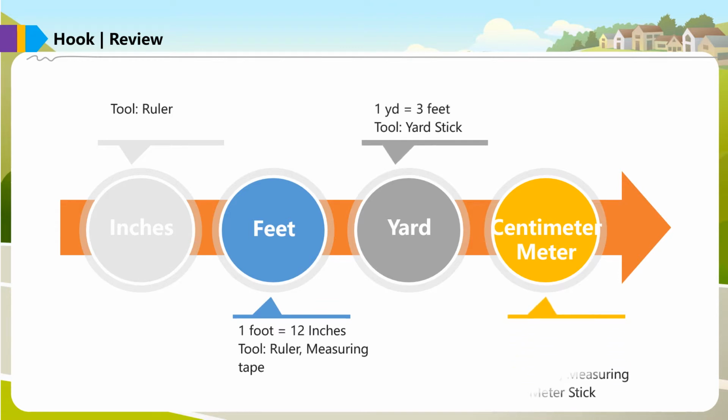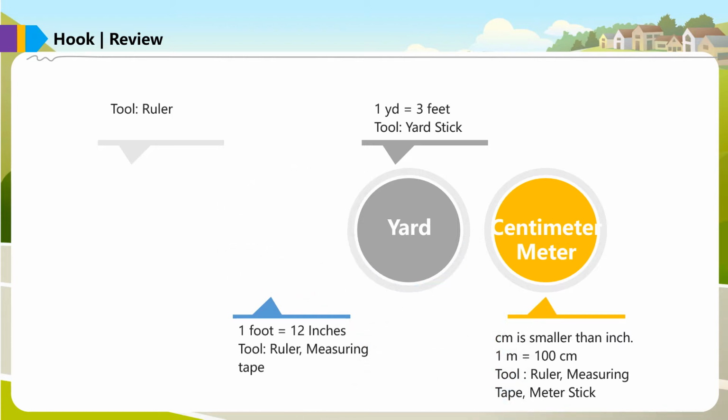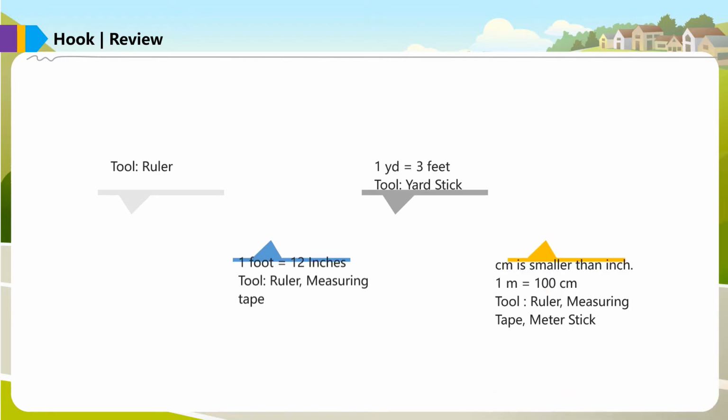Now we studied about the tools which we can use to measure these units. So for inches, we can use ruler. For feet, we can use ruler and measuring tape. For yard, we can use a yardstick. And for centimeters and meters, we can use a ruler, measuring tape, and meter stick.